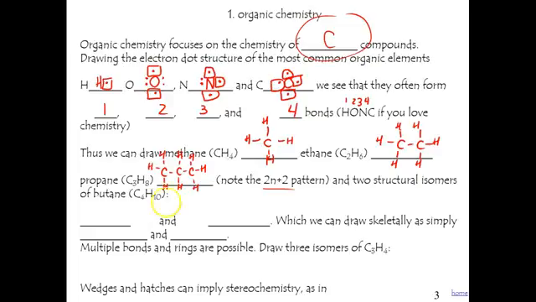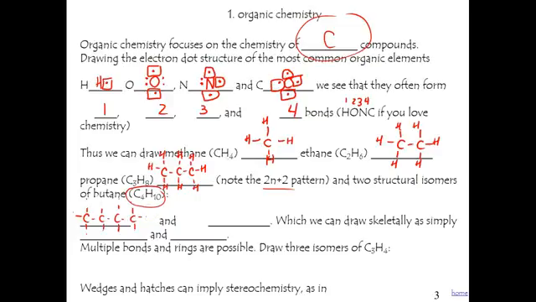Now when we get to butane, C4H10, we could draw it the regular way. 1, 2, 3, 4. Now I'm going to get a little bit lazy. I hope this doesn't bother you too much, but I don't feel like drawing 10 hydrogens. So each line represents a hydrogen. 1, 2, 3, 4, 5, 6, 7, 8, 9, 10. C4H10.